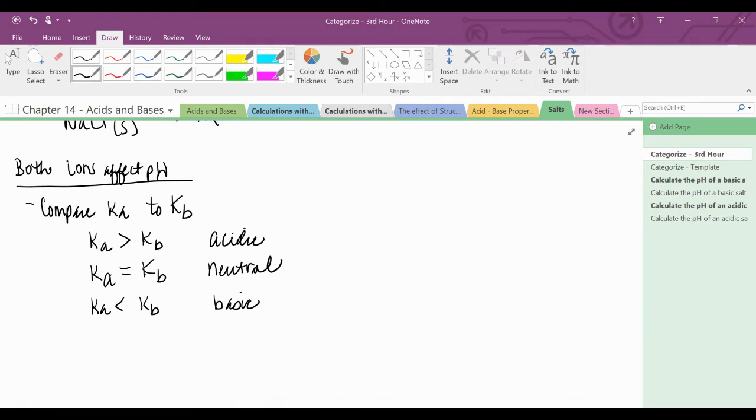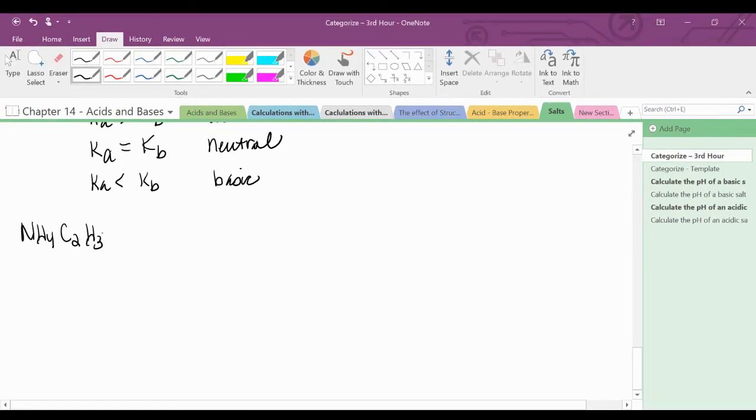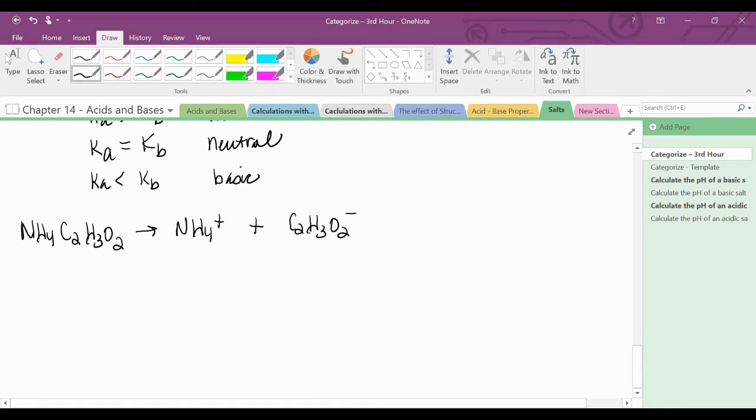Okay, so let's look at some scenarios so we can determine. So let's look at this. My salt here is ammonium acetate. So my salt breaks apart into the ammonium ion and the acetate ion. And neither of these come from a strong acid or strong base. Ammonium is the conjugate acid of ammonia, and the acetate ion is the conjugate base of acetic acid.